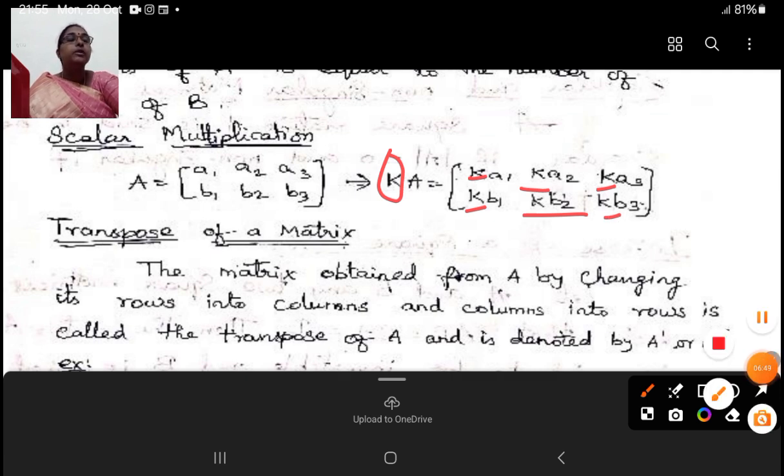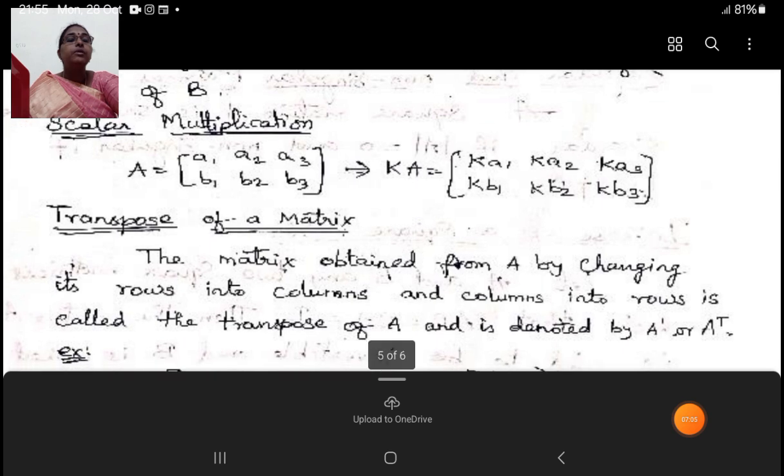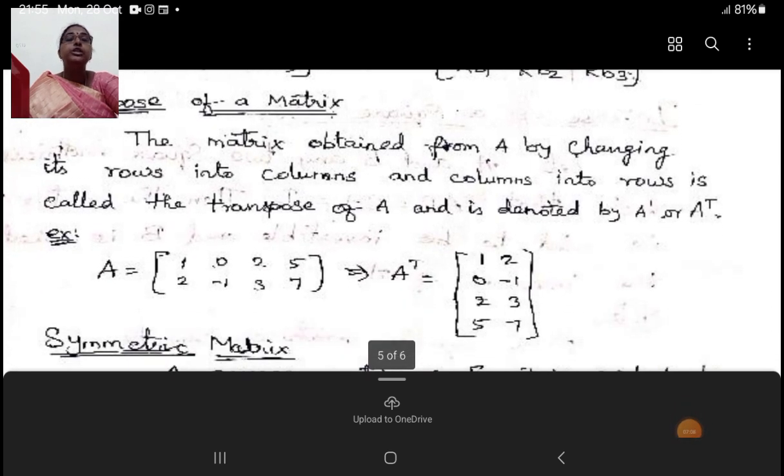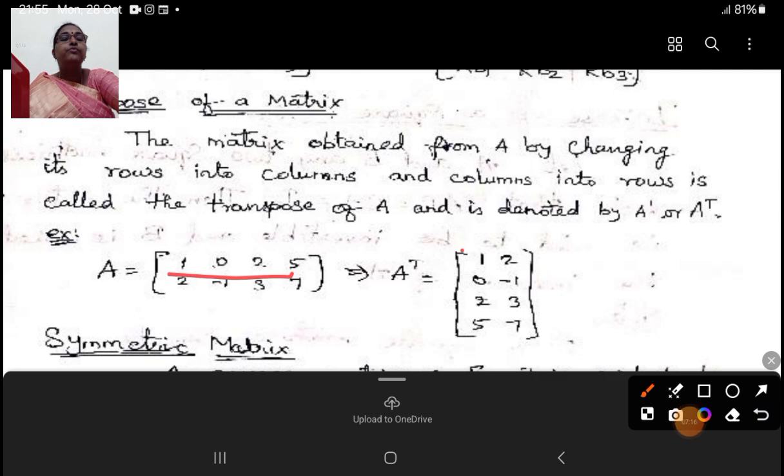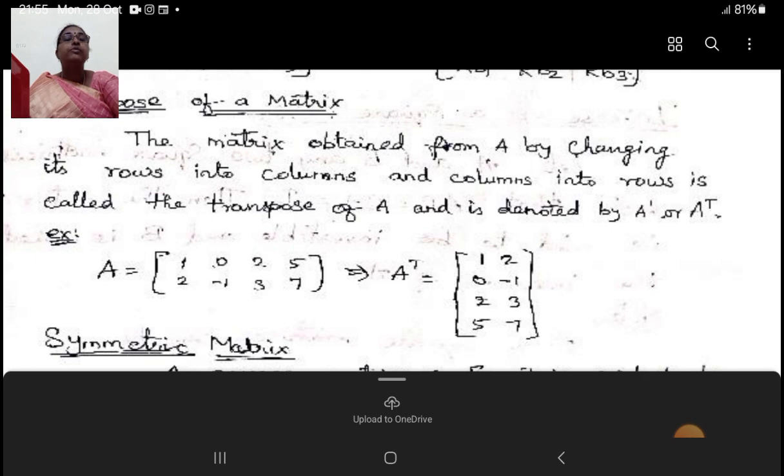Next one is the transpose matrix. The transpose is the matrix obtained from A by changing its rows into columns. Take the first row and write it as the first column, and take the second row and write it as the second column. This way of writing is called A transpose or A dash. So this is the transpose of a matrix.